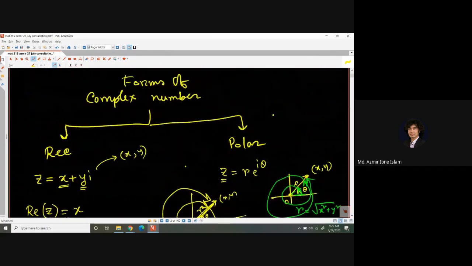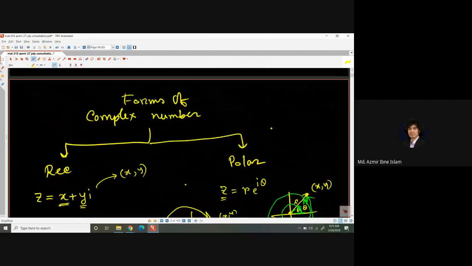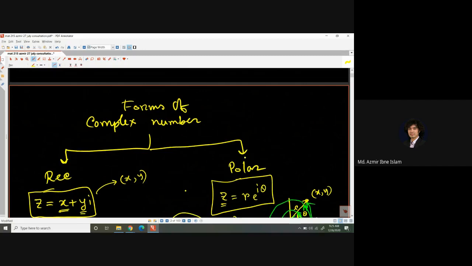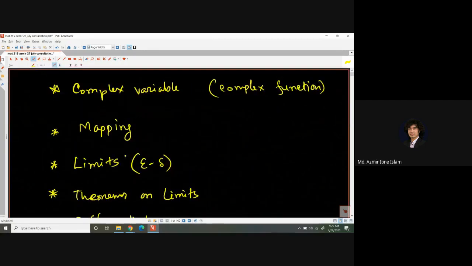Okay, so let's come to the point. Just like the forms of complex number, that is z equal to x plus yi and z equal to r e to the power i theta, now we are going to the main part, complex variable or complex function, or you can say complex valued function.